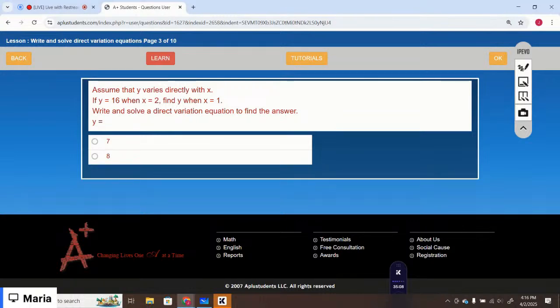Assume that y directly varies with x. If y equals 16 when x equals 2, find y when x equals 1. Option number 2 is the correct option, that equals 8.